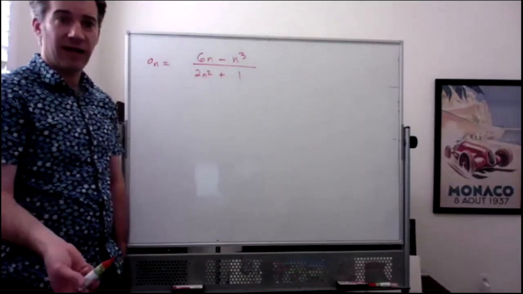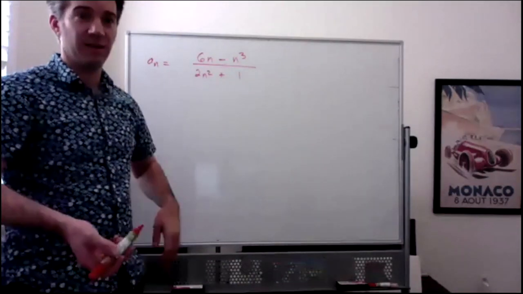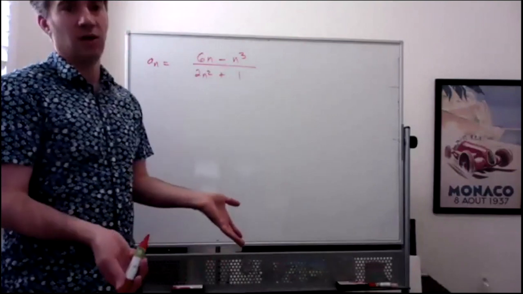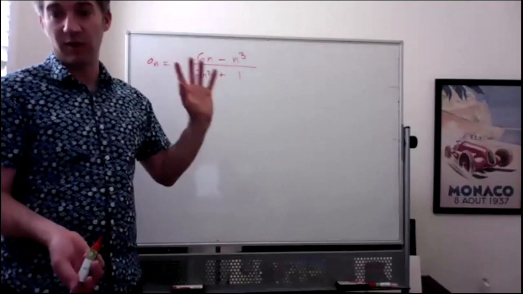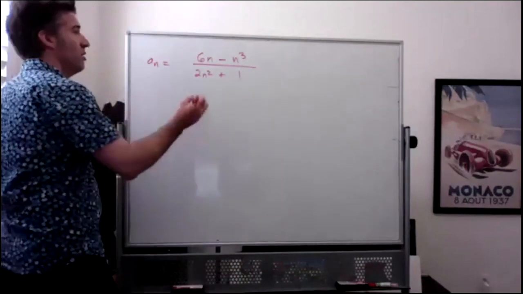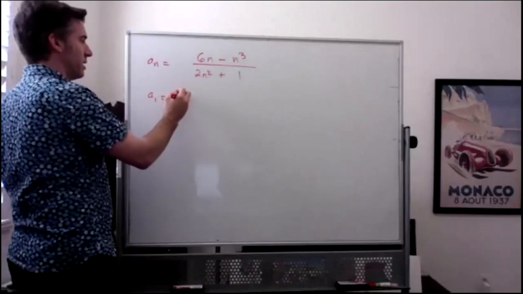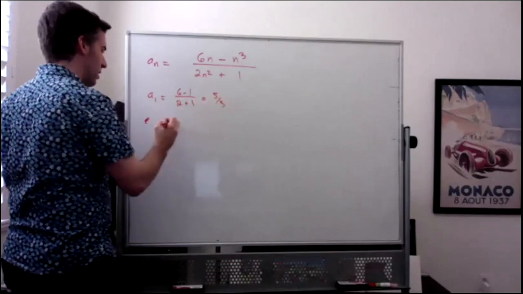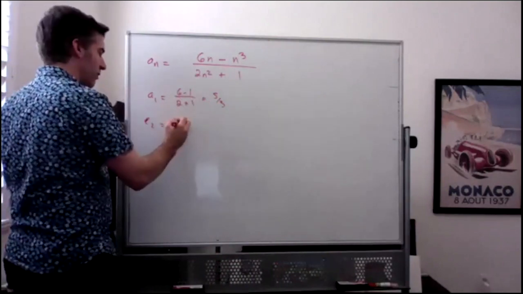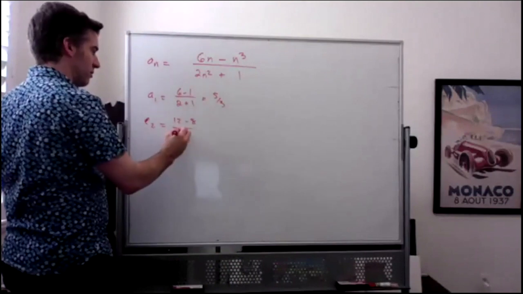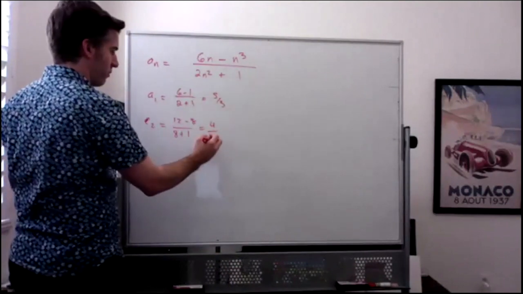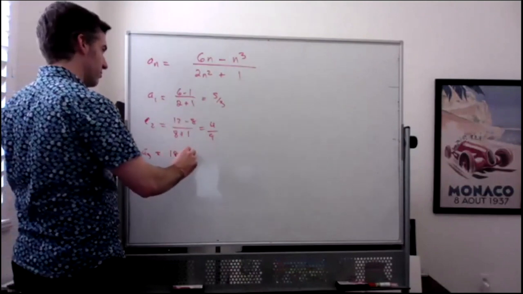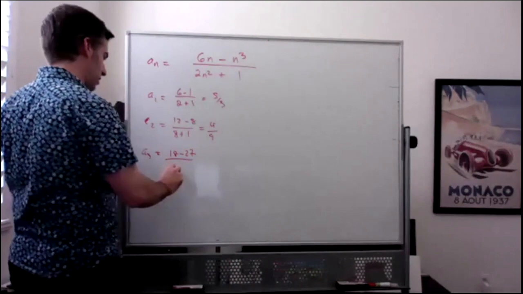And as you can tell, I've kind of stopped writing out the first 5 terms. That's not something that is not important, but it's not really what this is all about. It definitely is something we do some of the time, and we totally could here, right? A sub 1 would be 6 minus 1 over 2 plus 1, which is 5/3. A sub 2 would be 12 minus 8 over 2 times 4 is 8 plus 1, 4 over 9. A sub 3 would be 18 minus 27 over 2 times 9.